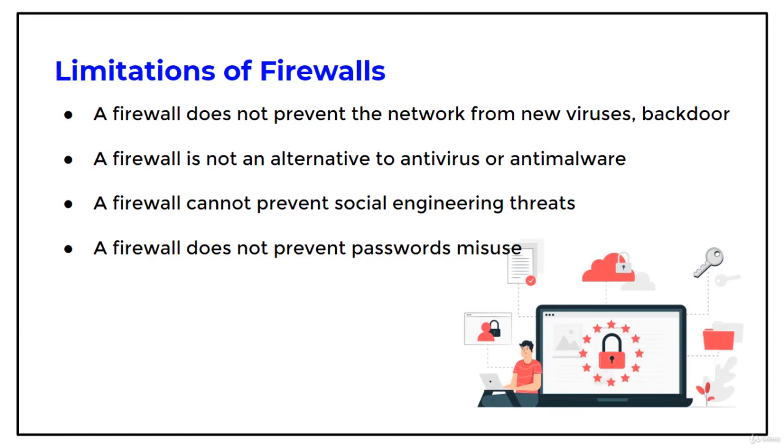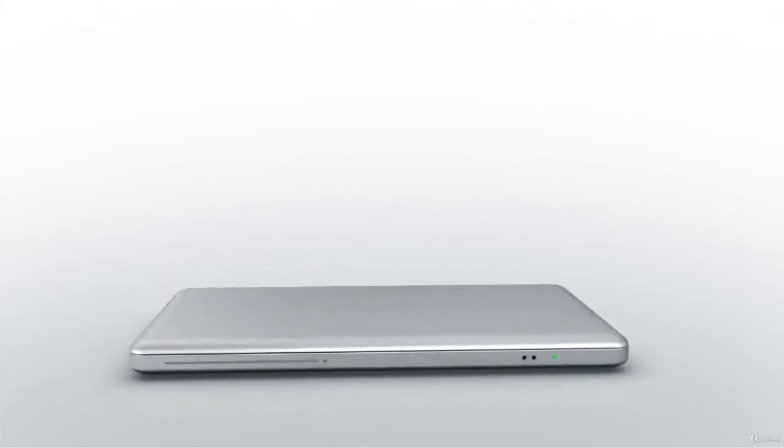A firewall does not prevent the network from new viruses, backdoors, and insider attacks. A firewall cannot do anything if the network design and configuration is faulty. A firewall is not an alternative to antivirus or anti-malware. A firewall cannot prevent social engineering threats. Also, a firewall does not prevent password misuse. A firewall does not block attacks from a higher level of the protocol stack. A firewall does not protect against attacks from dial-in connections and attacks originating from common ports and applications. And again, a firewall is unable to understand tunneled traffic.